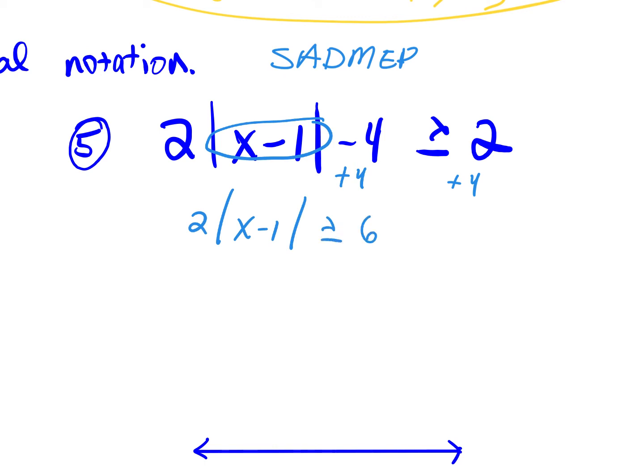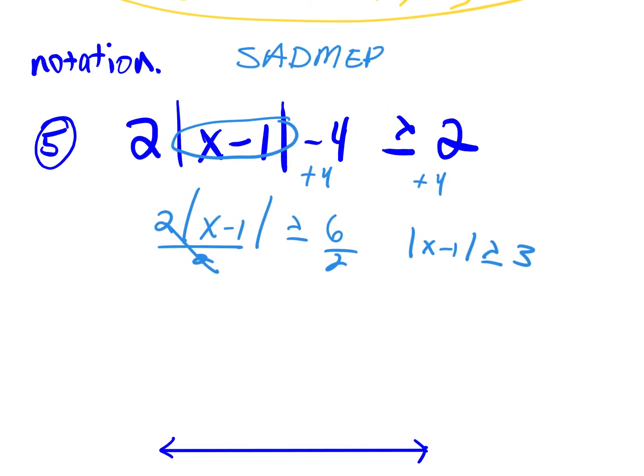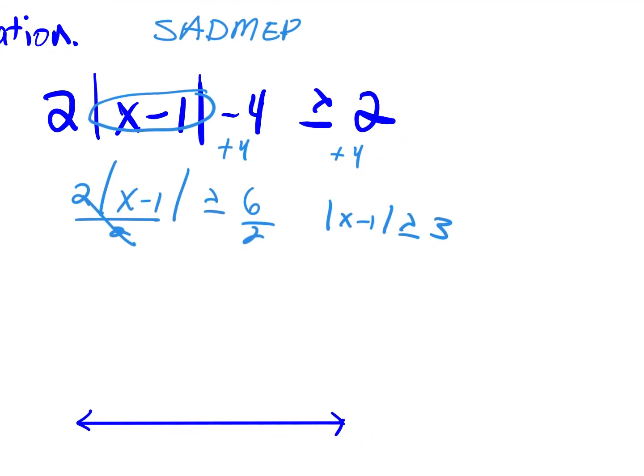Now what? I divide by 2. So I have the absolute value of x minus 1 is greater than or equal to 3. Are we good? Absolute value by itself? Okay, so let's talk about our sign. What do I notice? It's greater, and it's or equal to. So I have closed dots, and if it's greater, I go to the outside, opposite sides, okay?